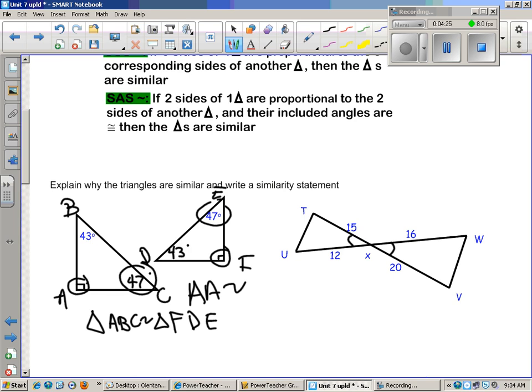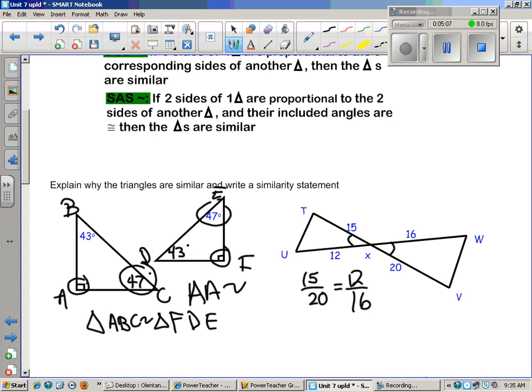Right. So which 2 sides should we match up together? Should it be 15 and 16 and 12 and 20, or 15 and 20, 12 and 16? Yeah. Always want to match up the smaller and the smaller, the larger and the larger, because is there any way they're going to be proportional if you match up the smaller and the larger to the larger and the smaller? No, that'll never work. So you're setting yourself up for failure. So I match up the two smaller and the two larger.